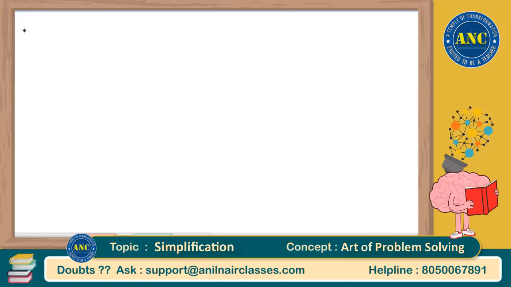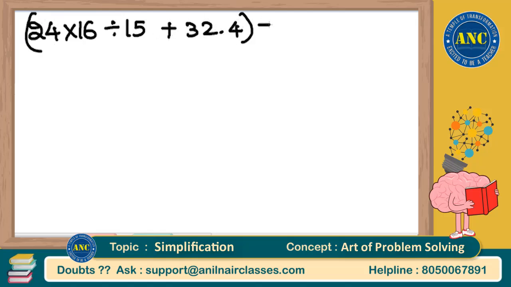See this, sir, again a very beautiful question. The question is 24 into 16 divided by 15 plus 32.4 divided by question mark is equal to 4. Right, is equal to 4. Now see here, sir. First of all, this divided by 15, I can write it like this. But I know that I should not make the number end with 5. I should make the number end with 0. Multiply by 2, numerator also multiply by 2.